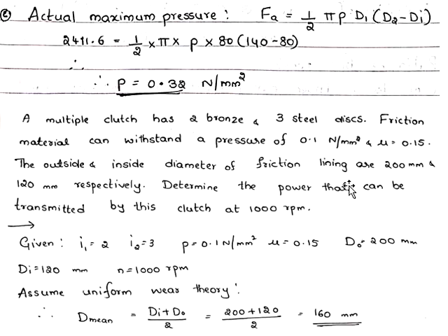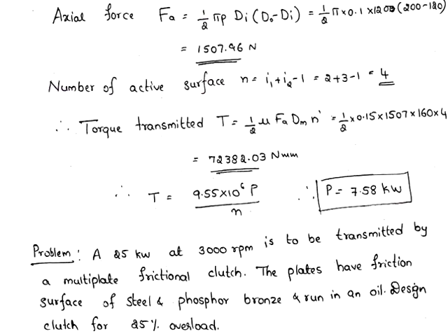To find the power transmitted, I can use the equation T is equal to 9.55 into 10 raised to 6 P by N. In this equation, N is given in the question, RPM is given. So somehow you have to find the torque value. We know the equation for torque value, assume uniform wear condition. So first step, find the mean diameter; both D1 and D2, or Di and D0, are given. Calculate the mean diameter. After getting the mean diameter, calculate the Fa value. To find the Fa value, here P is given in the question, both Di and D0 are given.